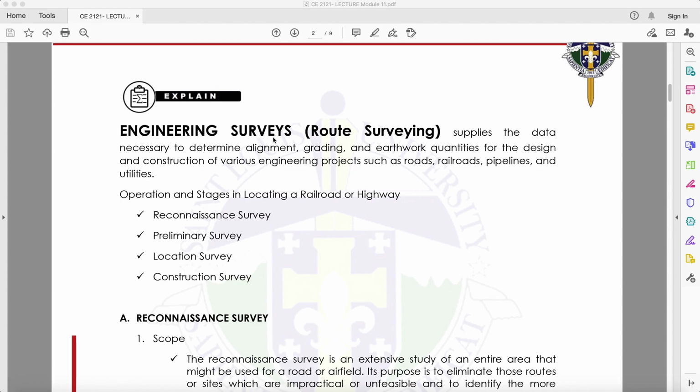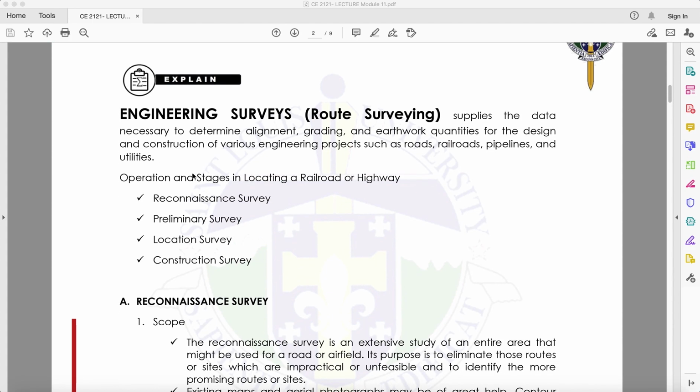So what is engineering surveys? It is otherwise called route surveying. Engineering surveys supply the data necessary to determine alignment, grading, and earthwork quantities for the design and construction of various engineering projects such as roads, railroads, pipelines, and utilities. So every data or information that we need in constructing railroads, pipelines, and utilities will be given by the engineering surveys.